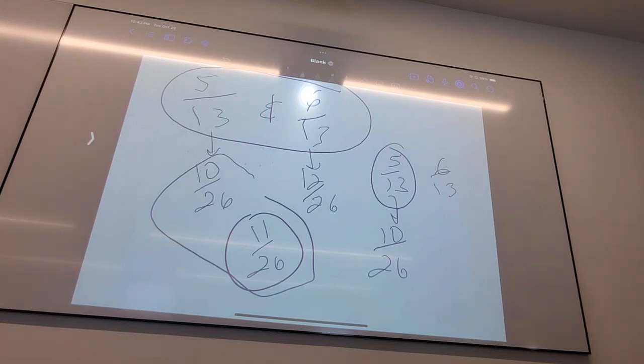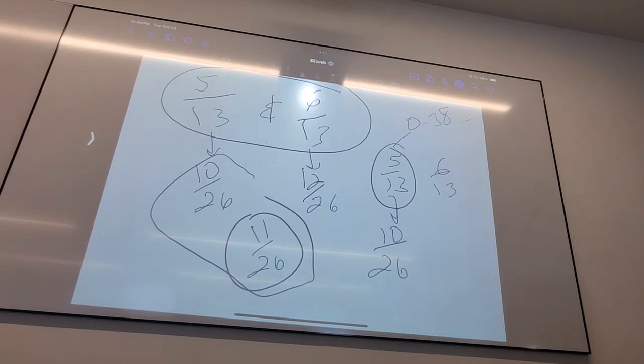Who's got their calculator out? Anybody? What's 5 divided by 13? Oh, yours is stuck in fraction mode? Okay, at some point I want to show you how to change it. 0.38. 0.3. Blah, blah, blah, right? What's 10 divided by 26? Same. Of course it's the same thing.